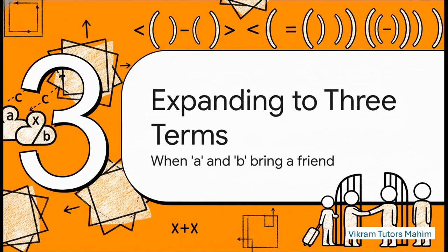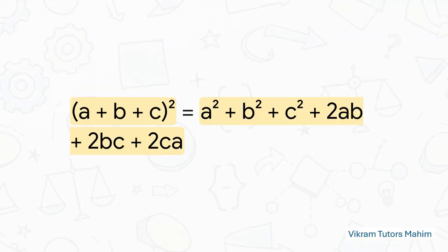So far, we've only had 2 terms inside our brackets. But what happens when a third one, let's call it c, decides to join the party? Well, the pattern just gets a little bigger, but it's still super logical. To square a sum of 3 terms, you start by squaring each one by itself: a squared, b squared, and c squared. Then you add 2 times the product of every possible pair. So you get 2ab, 2bc, and 2ca. Once you see the structure, it makes perfect sense.